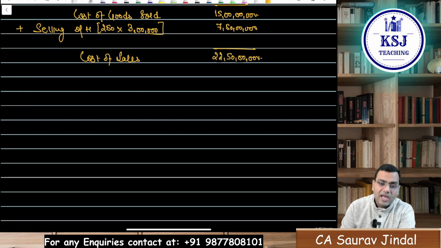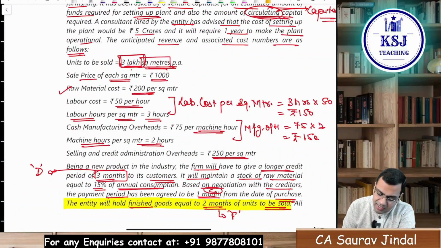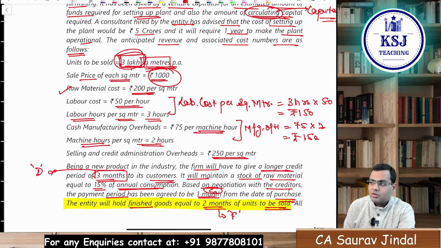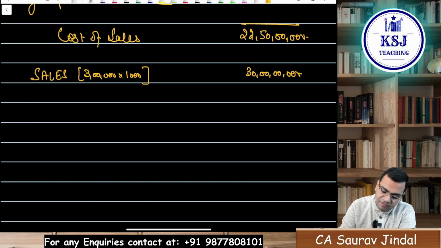Now, I want to calculate profit. Can I calculate the sales here? Can I calculate the sales here by any means? Yes, sir. The sale units are given, that is 3 lakh. 3 lakh sale units, and what is the selling price per unit? That is 1000. So we can calculate sales. Now, sales will be calculated as 3 lakh units sold multiplied by per unit 1000. That will be 30 crores. So what is your profit here? Now what is your profit here?